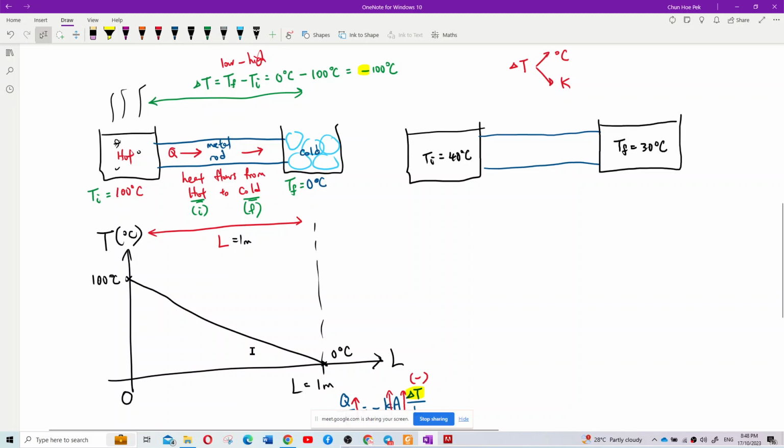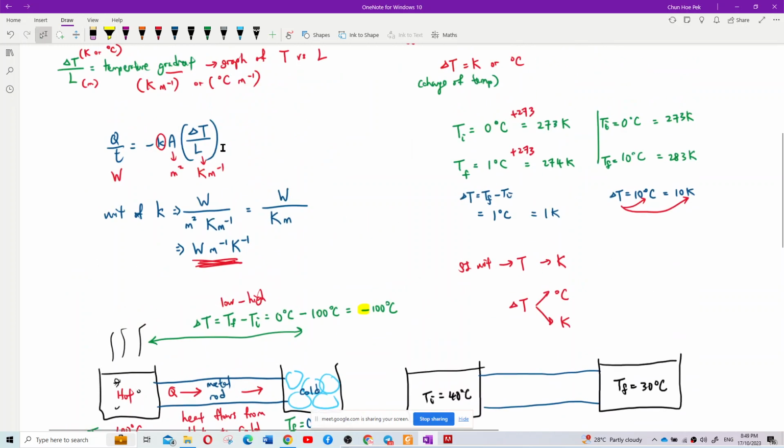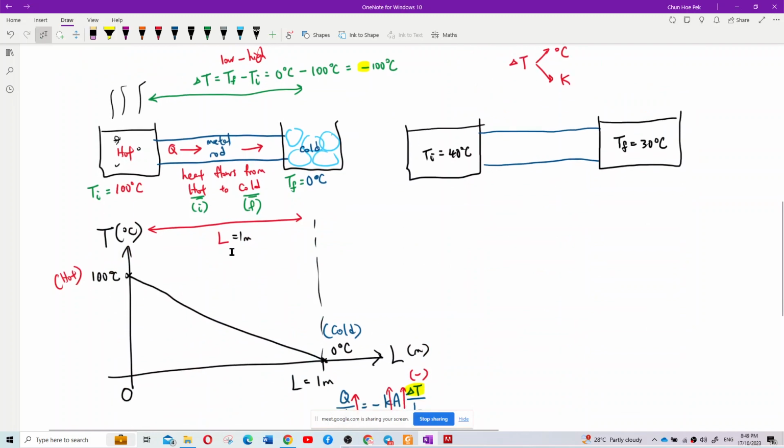So the graph actually is like this. The temperature actually dropped from hot to cold. Cold, I should use blue color, more realistic. So I can make a graph of temperature against distance. So this is in meters. So what is temperature gradient, class?